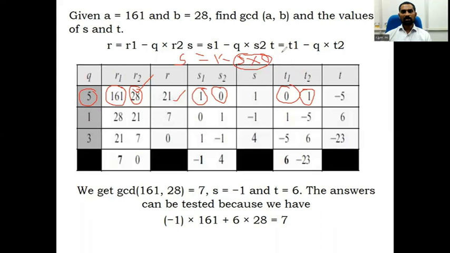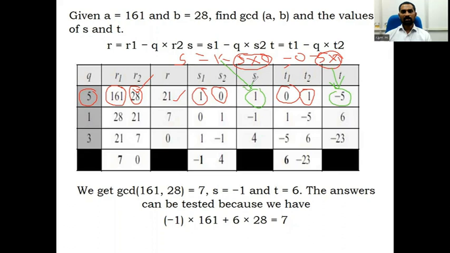The same way we'll get the T value. T equals T1 minus Q times T2, and the remainder we got is 5 into T2, 1. So the value is minus 5. This is how we got minus 5 for T, and this is how we got 1 for S.